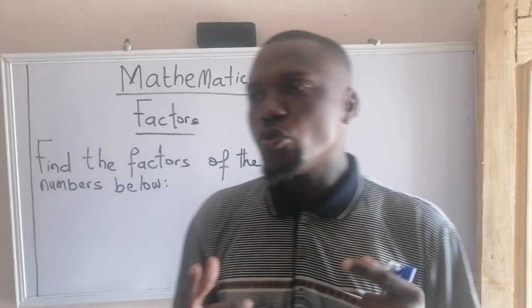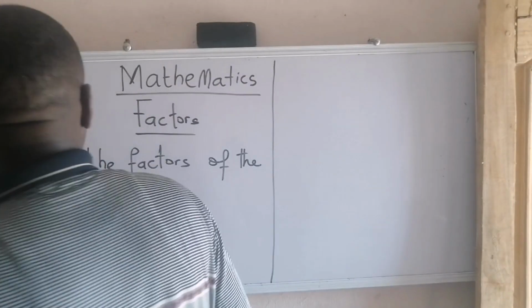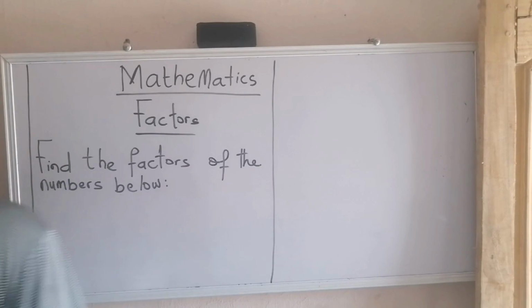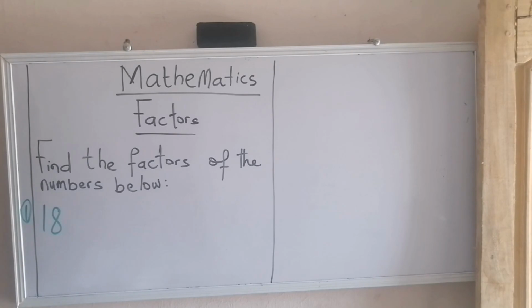Now, we want to show you how to solve for factors. For example, let's say you are asked to find the factors of 18. So how do you find factors of 18? You're going to start with your 1. So you ask yourself, 1 times what will give you 18? 1 times 18. Once you have done 1, you move to 2.